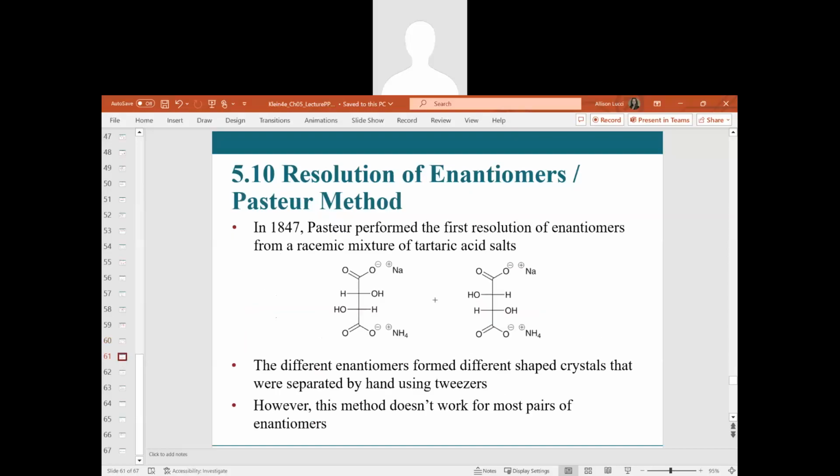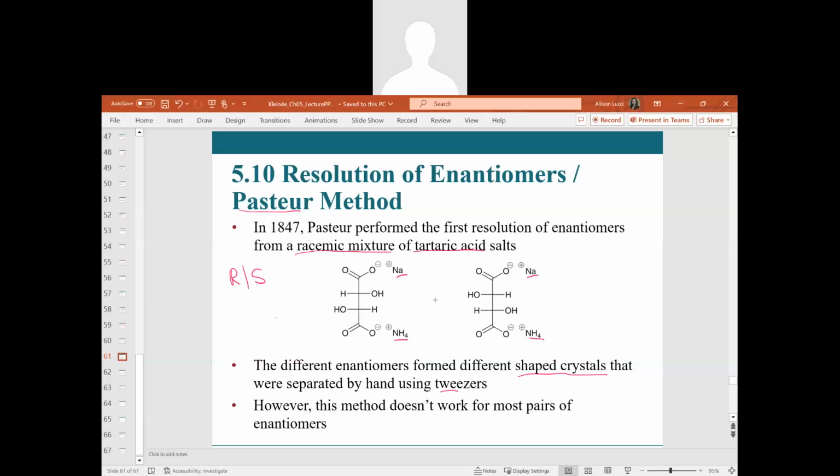So some ways of resolving or separating enantiomers was first discovered by Pasteur, and he did this using tartaric acid salts. So tartaric acid is found in grapes, and only the one enantiomer is in nature produced, but he was able to obtain a racemic mixture, so a 50-50 mixture of the R and the S enantiomers. And he treated them in a way that he created the salts of these tartaric acids. And he noticed that the different enantiomers form different shaped crystals, and he actually separated these by hand using tweezers.